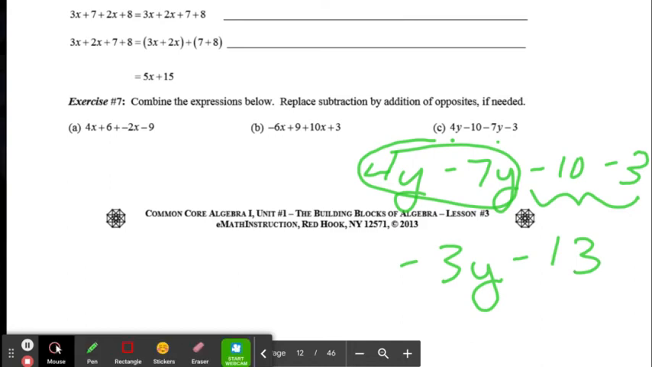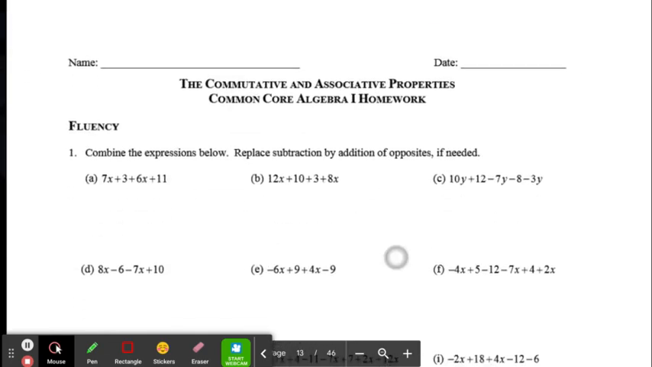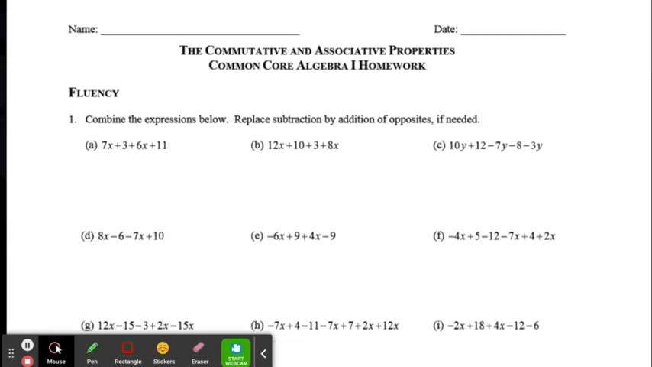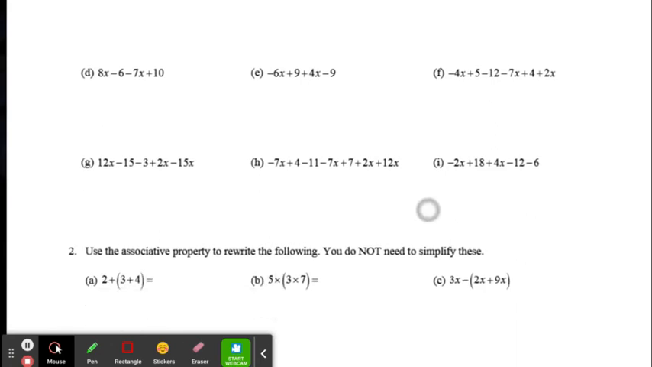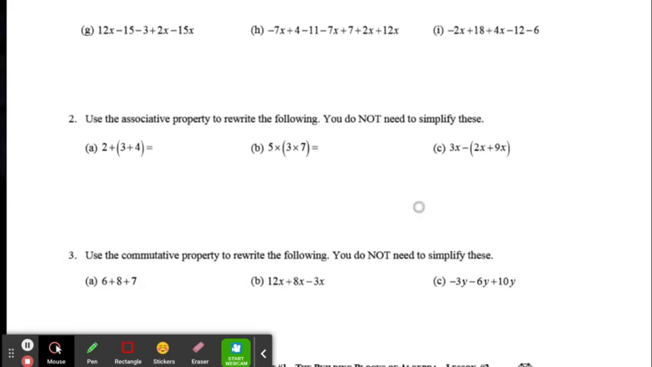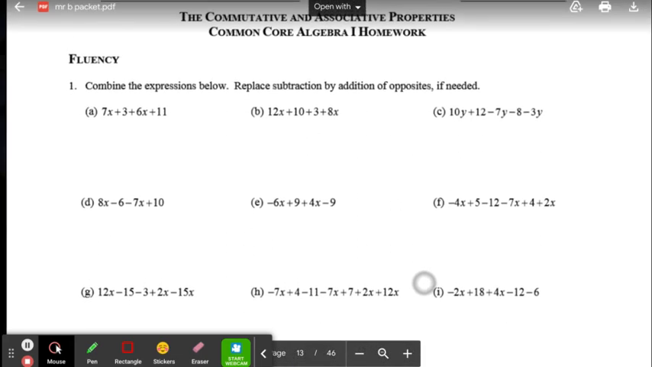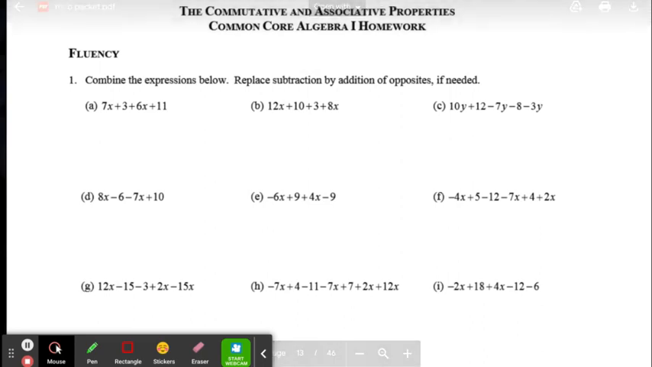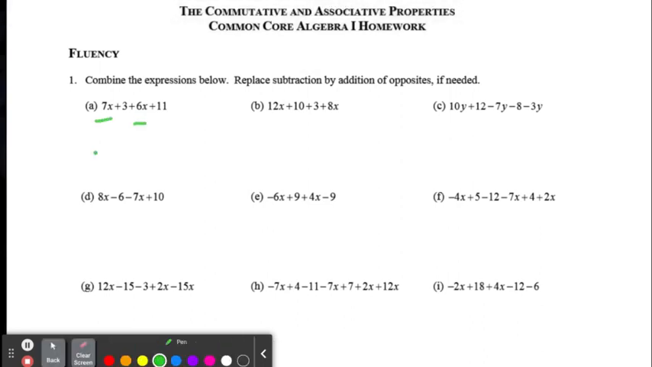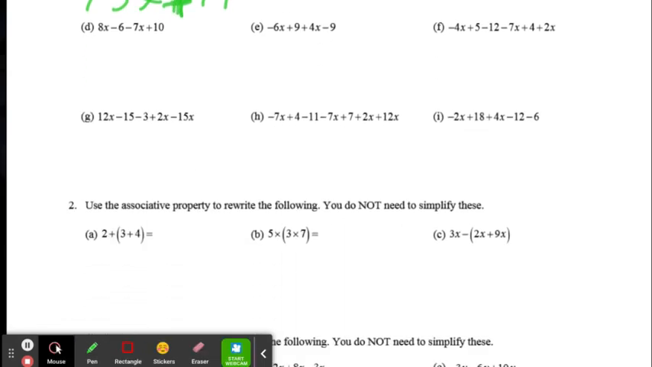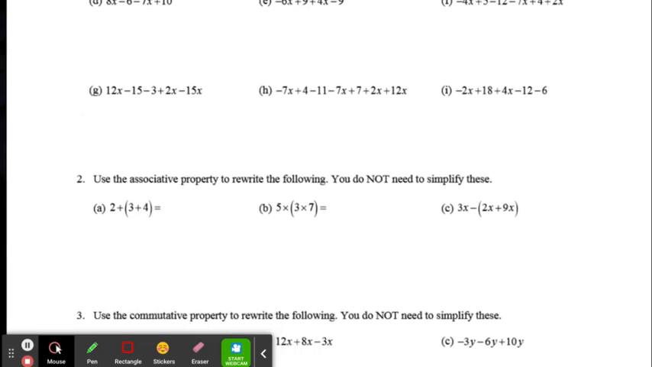Now your homework is pages 11 and 12. These problems are a little bit bigger. I don't know for number 1 if he wants you to rewrite it or if he just wants you to combine like terms. 13x and then 3 and 11 is 14. I'd say whichever works for you is okay. That's a plus sign. Down here, for number 2, it says use the associative property to rewrite the following.